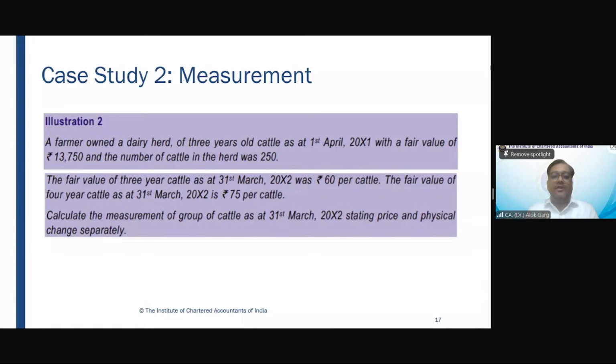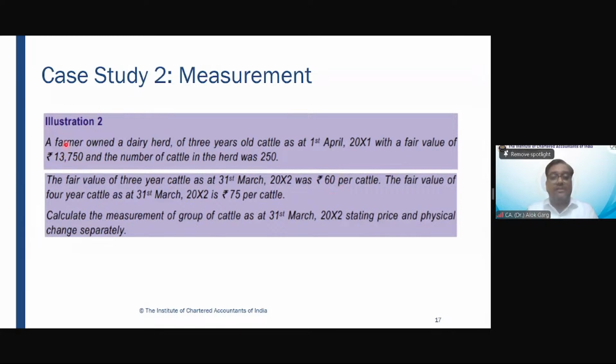A farmer owned a dairy herd of 3 years old cattle as at 1st April 2001 with a fair value of 13,750, and the number of cattle in the herd was 250. So the age of the cattle was 3 years on 1st April. The fair value of 3-year-old cattle as on 31st March 2002, after 1 year, was 60 rupees per cattle, right?